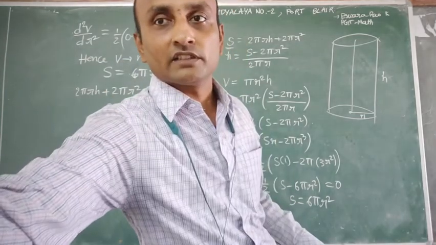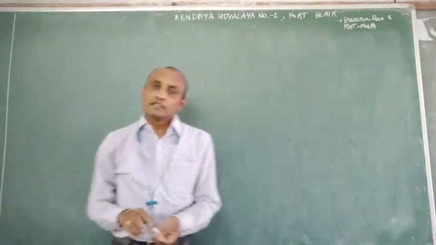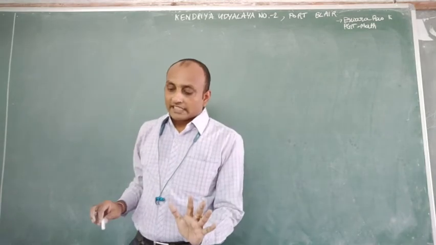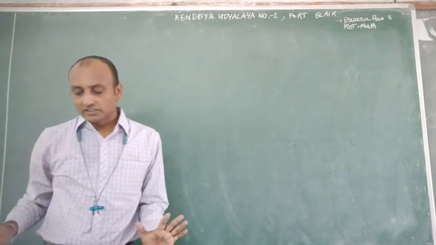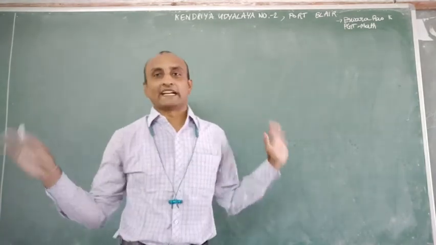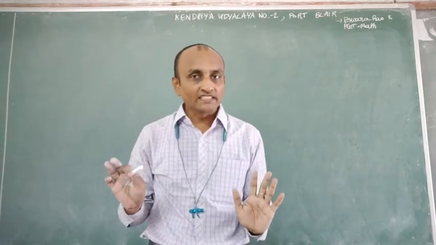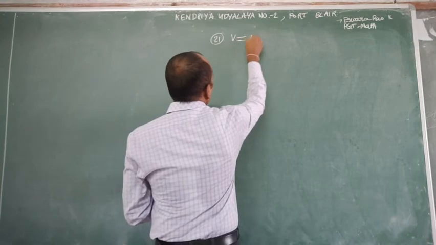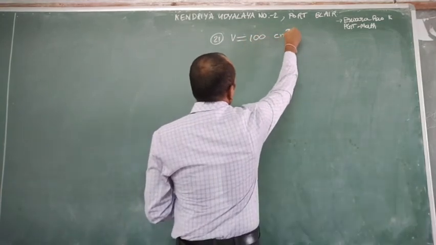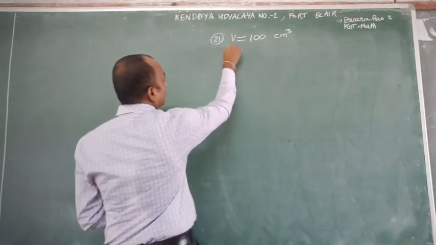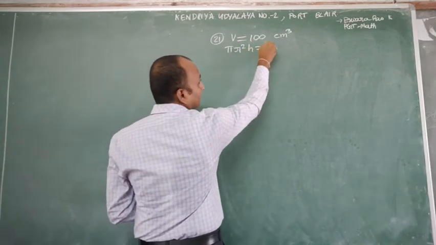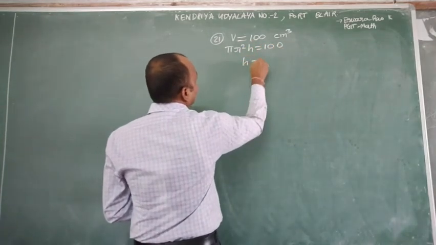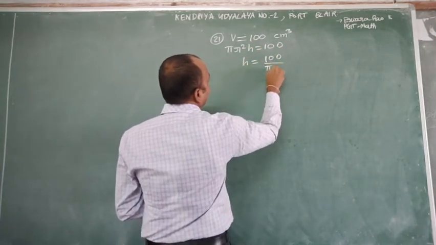Yes. See, the next question, the 20th question, is the same type. The volume is given, and the surface area is to be maximized. It is a cylinder only. See, in the 21st, the volume is given as 100 centimeter cube, and the surface area is to be maximized. That means it is given pi r square h is equal to 100. So h can be expressed as 100 by pi r square.